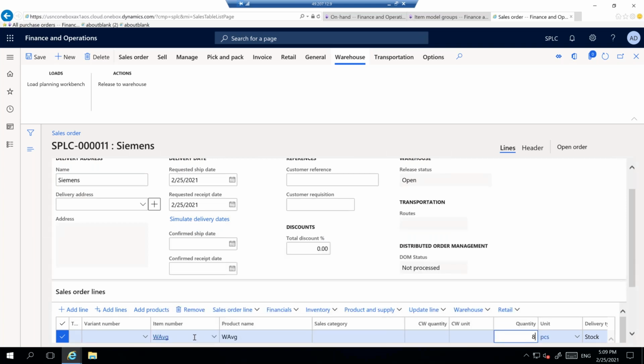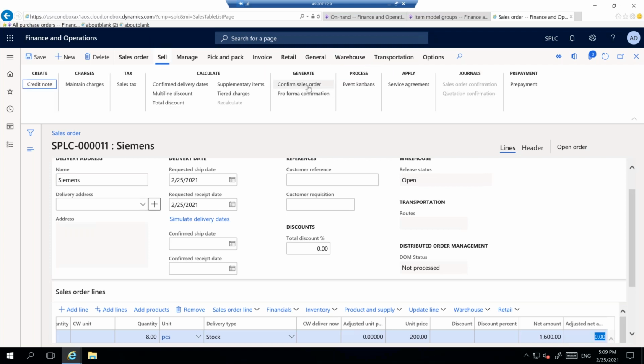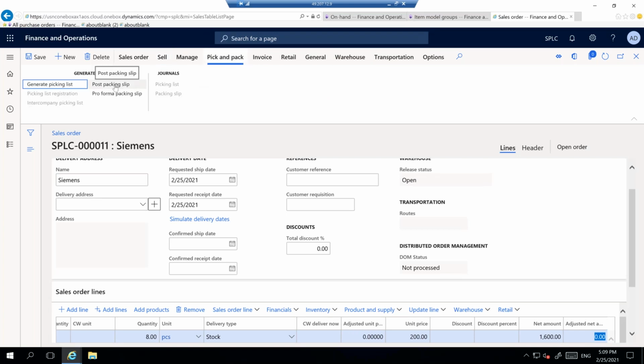Eight quantity. I will not enter minus, but the system will take care of it because I am doing sales. It is decreasing. So confirmation, if you want, you can do the confirmation. Otherwise, you can skip. It is not mandatory. Pick and pack, post packing slip.